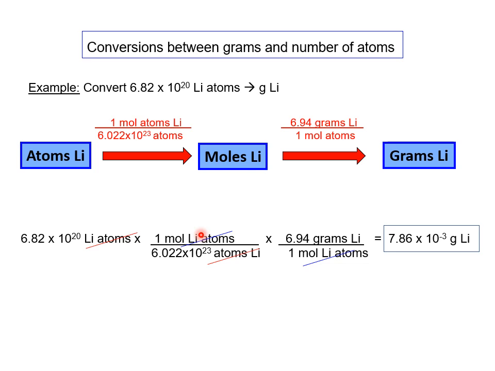Rather than just solving this here and then continuing, I'm going to set it all up and then solve it together. So then times the molar mass, 6.94 grams per 1 mole. The blue line represents that the moles are canceling, and you can see at the end, I'm just left with grams of lithium. So this number divided by this number times this number, with 3 significant figures because that's what my given number had, gives 7.86 times 10 to the minus 3 grams of lithium.